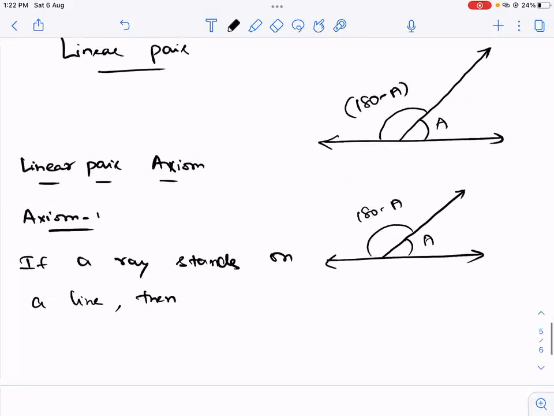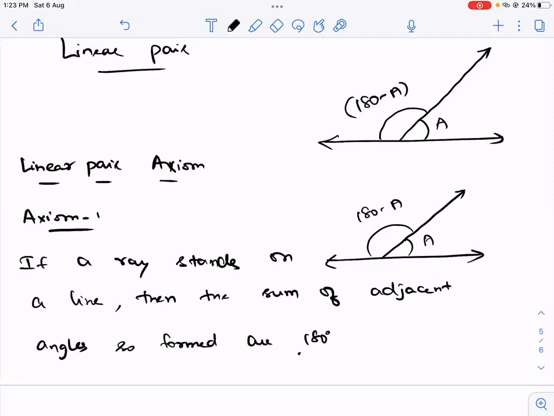Right. So if a ray stands on a line, then the sum of adjacent angles. So what are the adjacent angles here? A and 180 minus A. The sum of the adjacent angles so formed is 180 degrees.